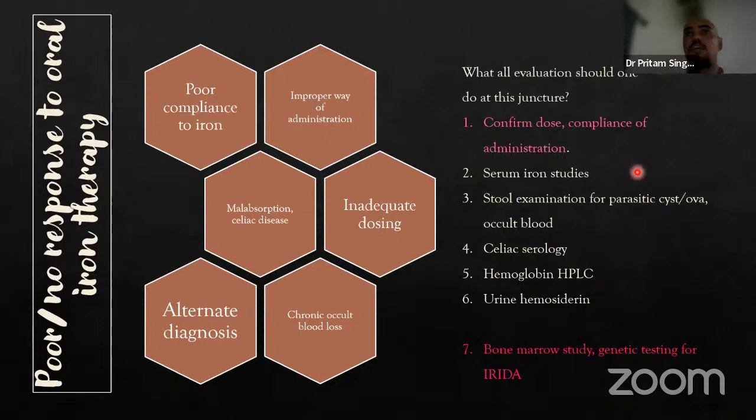And when all this work you have done, you have kind of exhausted your list, then you have to do a bone marrow examination and work up for some genetic forms of iron refractory iron deficiency anemia. But this is a last resort. Before that, all these common entities need to be excluded one by one in a very systematic way.